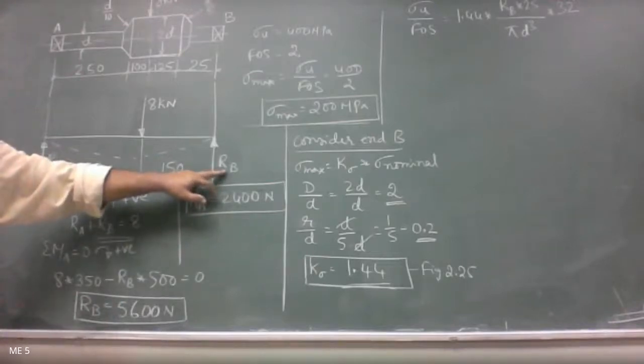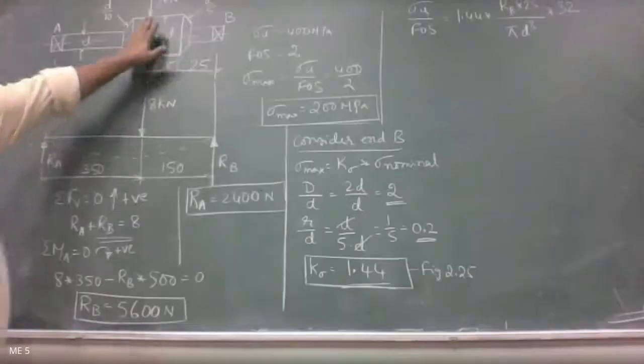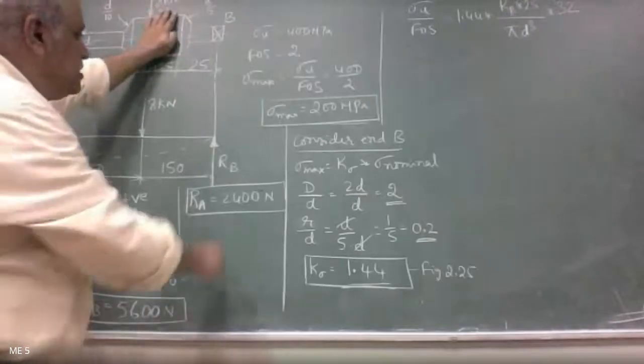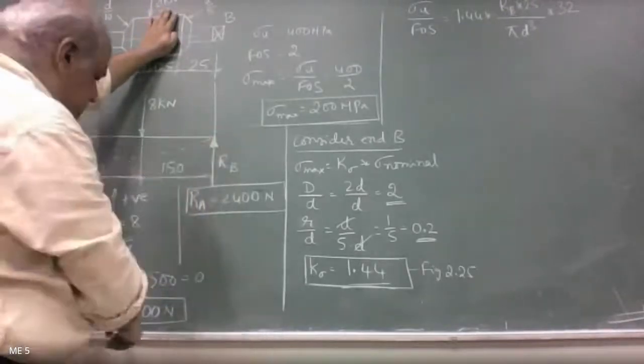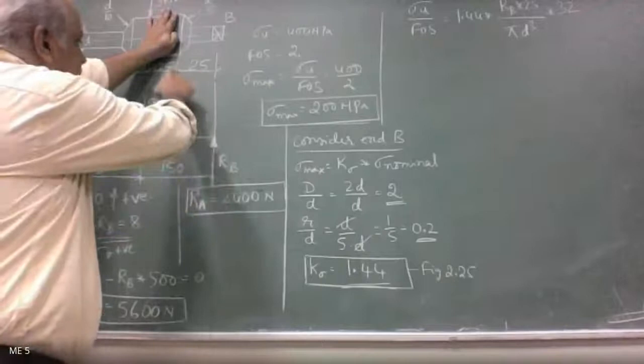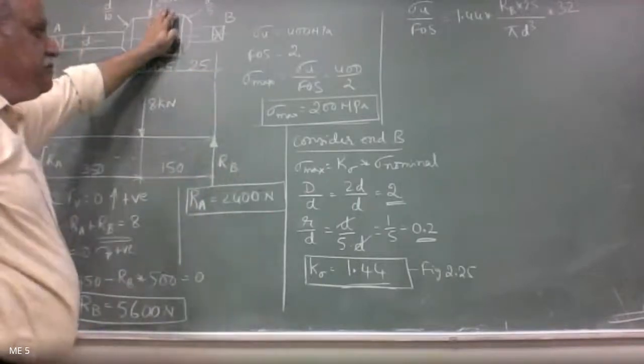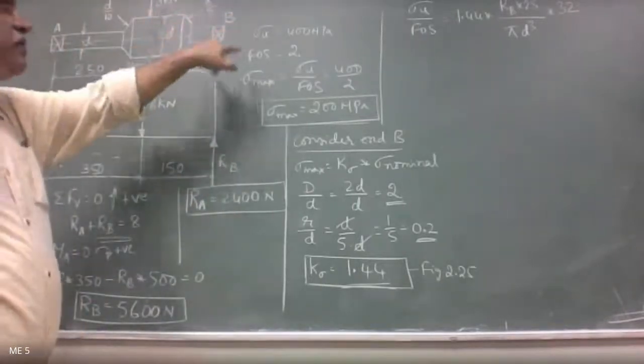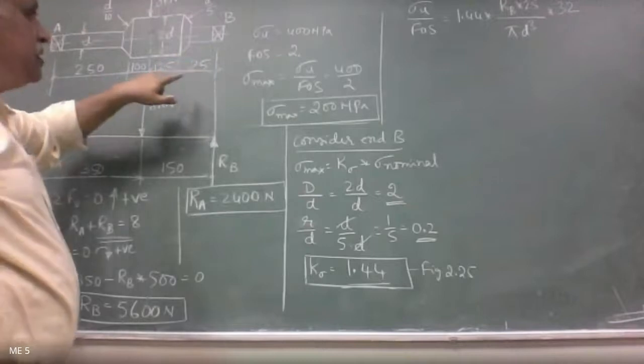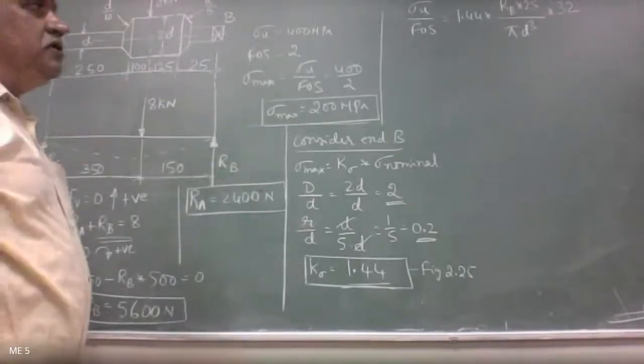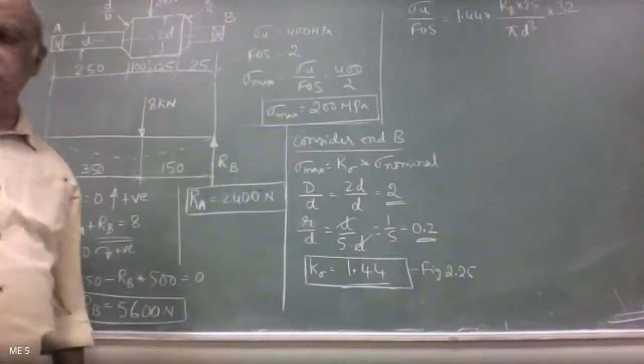Is that okay? Okay, sir. Right. So when you consider the end B, we have RB, that is 5,600 Newton, and distance is 25. So RB into 25 will give us bending moment, divided by pi d cube by 32 will give you the diameter. Is that okay?